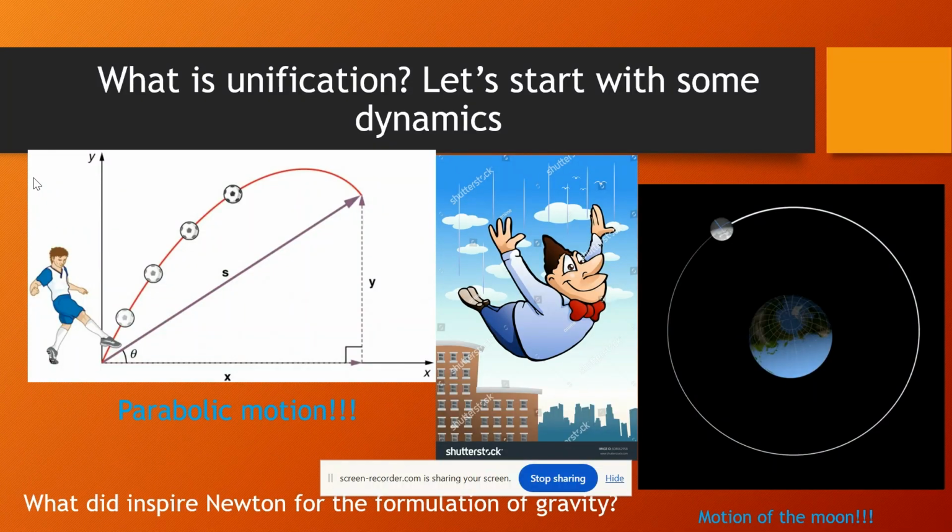First, what is unification in physics? All of physics, the modern physics, is focused on unification. What we're trying to do is to unify things which seem to be different but are normally manifestations of the same phenomenon. An example is here. On the left-hand side, you will see the parabolic motion of a soccer ball versus the free fall of a person and the motion of the moon around the earth. These three phenomena are manifestations of the same phenomenon, which is gravity. These three motions, basically.